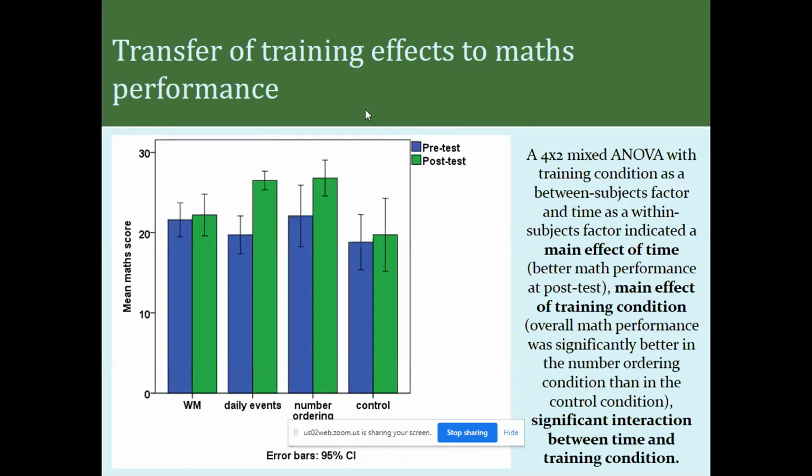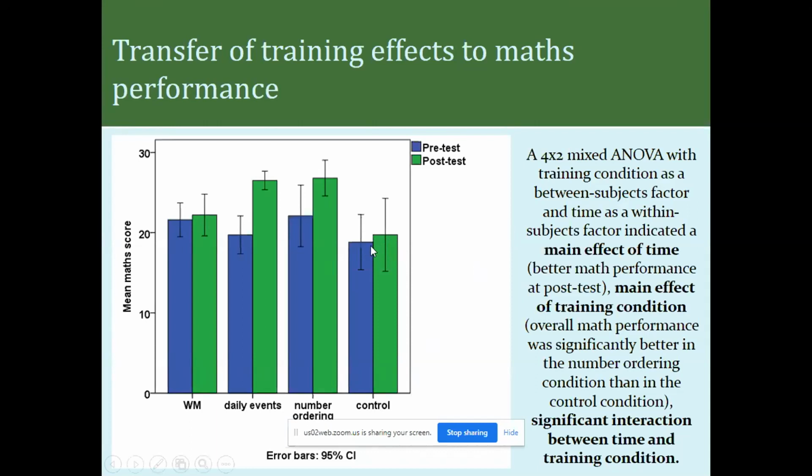Okay, so the main question was, of course, does the training effect generalize to maths performance? First, if you look at the control, you see pre-test and post-test maths performance in each condition. What happened in the control condition? You see no training effect at all.